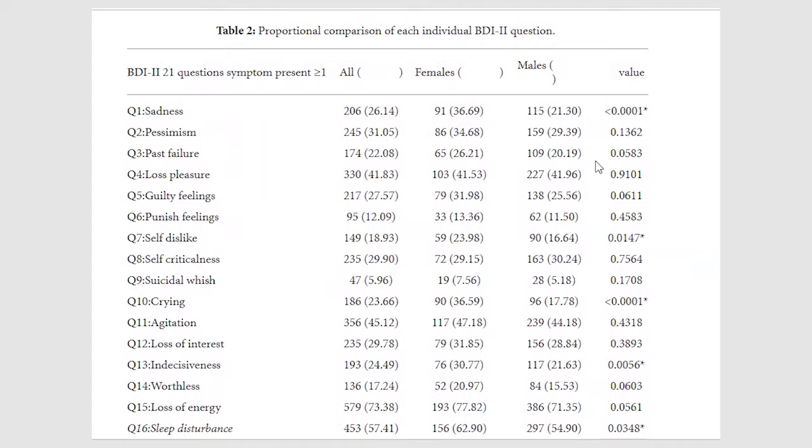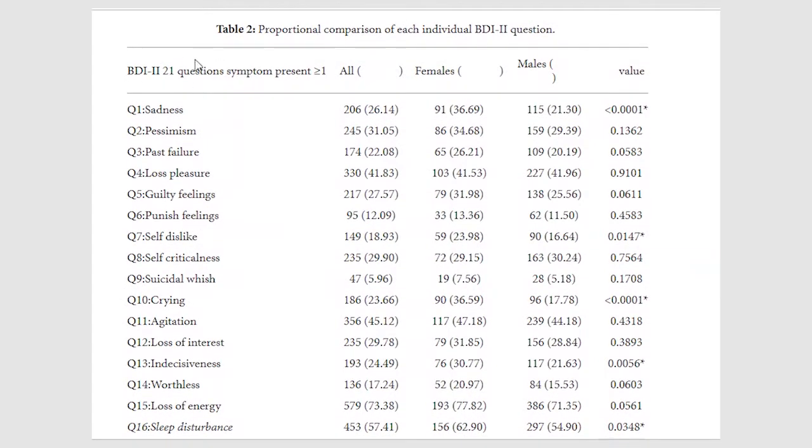On this particular one, this is looking at the BDI scores. There's whether or not there's symptoms present. And so this is the percentage that had symptoms present in each of these different areas. And so you'll see for sadness that women had about 37% who had symptoms related to that as compared to men who only had 21%. And that's a statistically significant difference. This example, though, for pessimism, although women had a larger percentage compared to men, note it was not statistically significant.